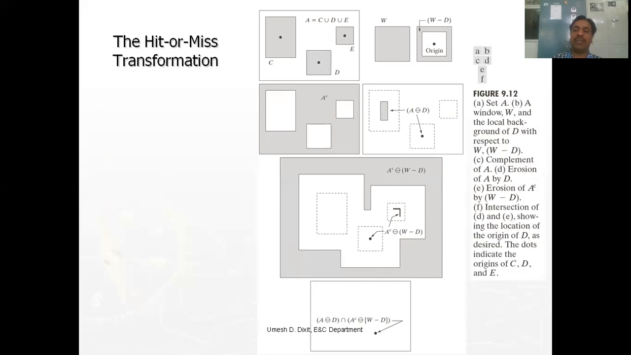This is about hit or miss transformation. Students, here you have to understand the operations step by step. Just go through this example in detail, and you can easily understand how this provides the result.